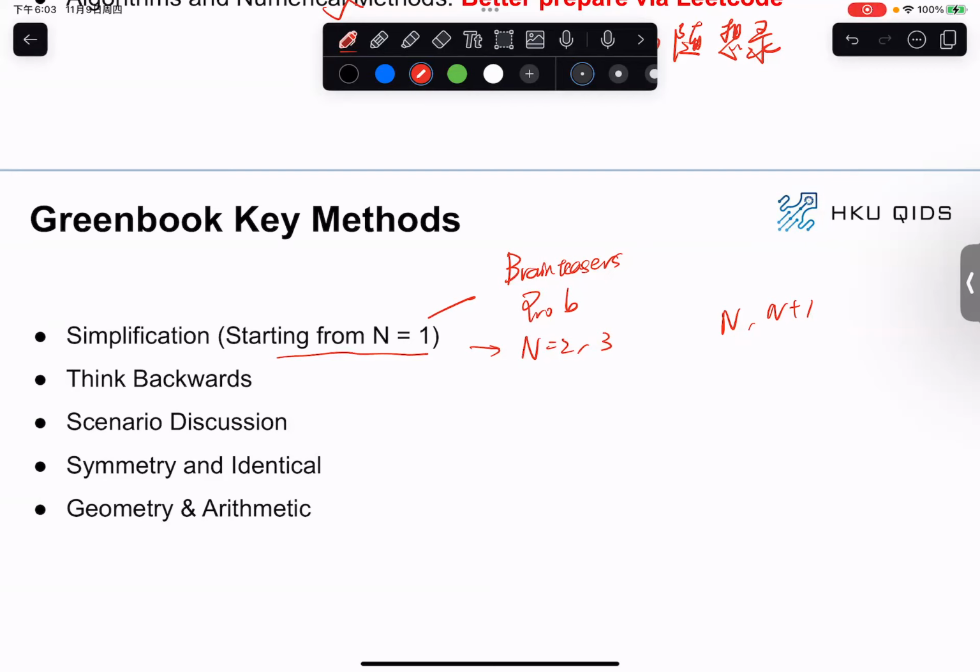But anyway, when you go back and forth with the interviewer, it is going to be a good way for you to start. It's going to show them that you actually know how to solve a difficult question by breaking it down into small pieces, starting from the simplest case. And the second thing is thinking backwards. Backwards is actually an important idea in the whole quant field, whether P quant or Q quant.